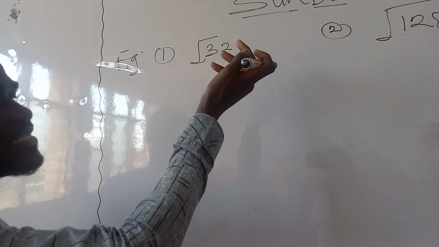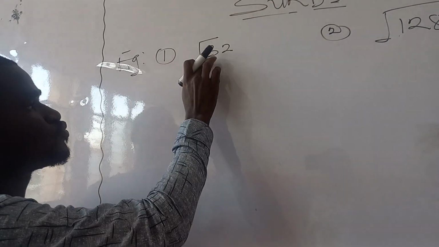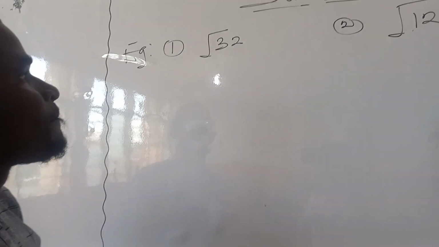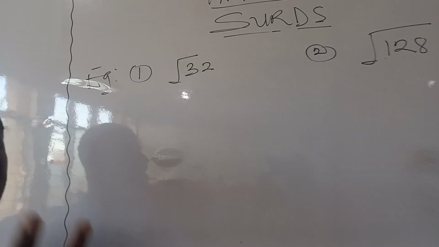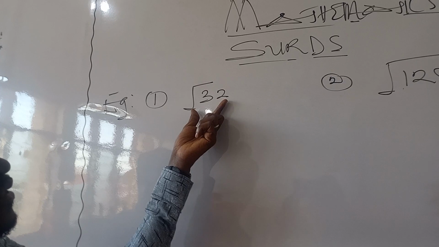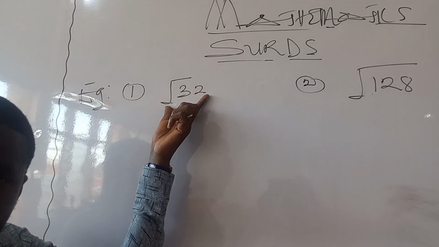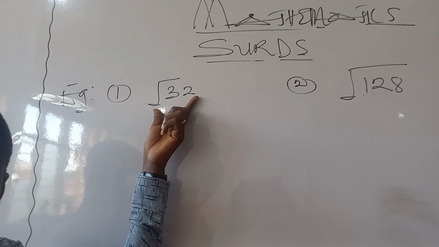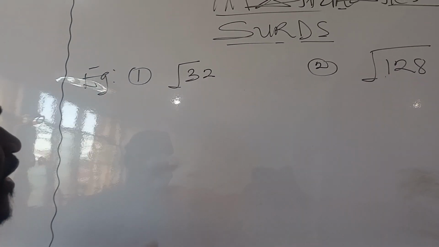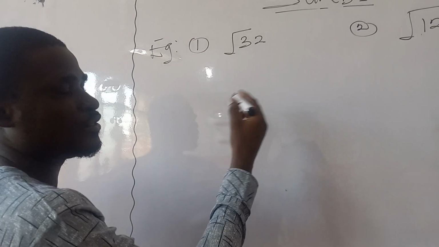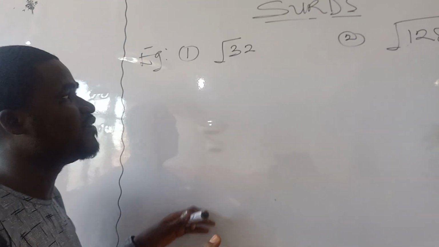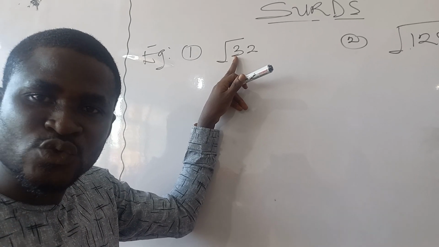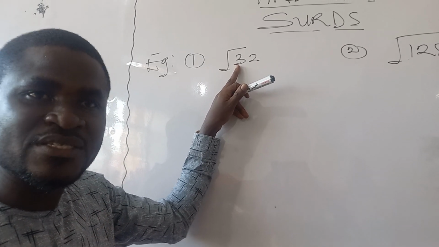The first example says we should simplify root 32. First of all, get two numbers that, when you multiply, will give you 32. But of those two numbers, one should be a square number. So start from the lowest. Let's start from 2. 2 times 4 will give you 32? No. 2 times 16 will give you 32, and you can square 16. So I can use those two numbers.